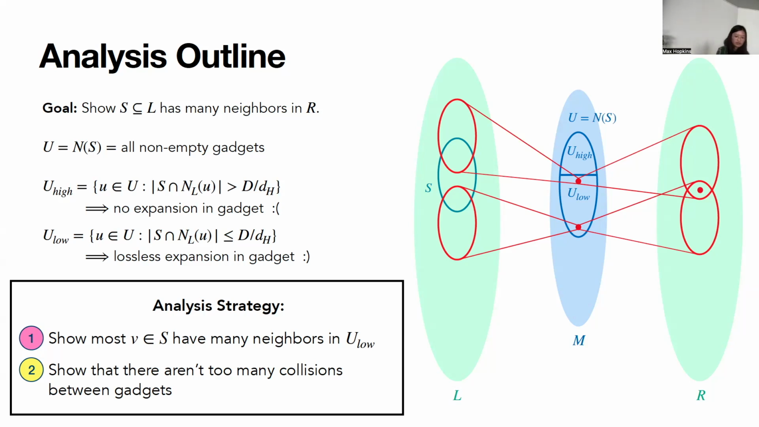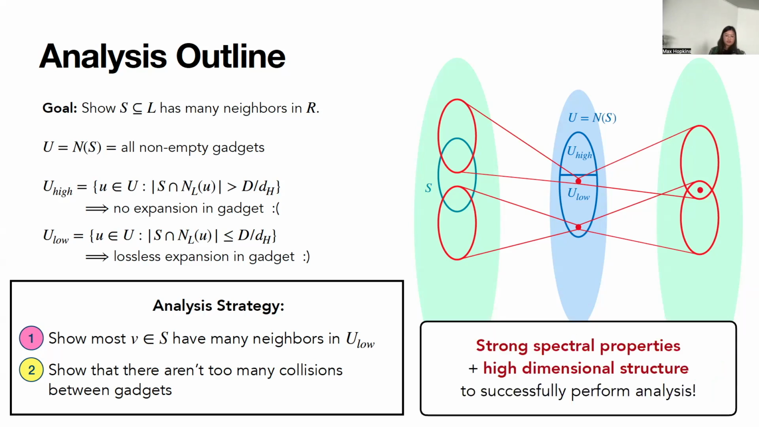Okay. And then the thesis of the talk is basically that if you have strong spectral properties and you have higher dimensional structure, then analysis works. Okay, so let me try to convince you why, if you just have strong spectral properties alone, you won't be able to analyze the resulting graph.